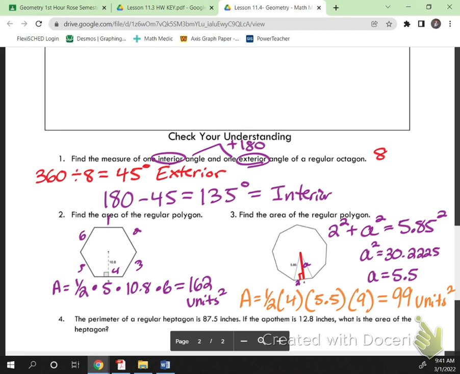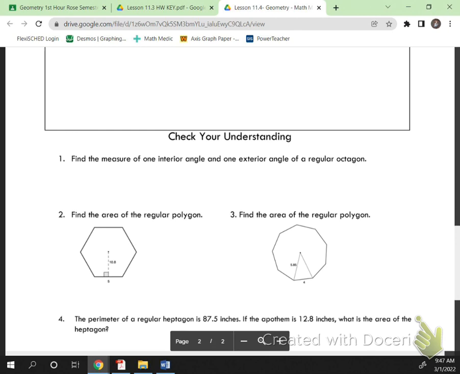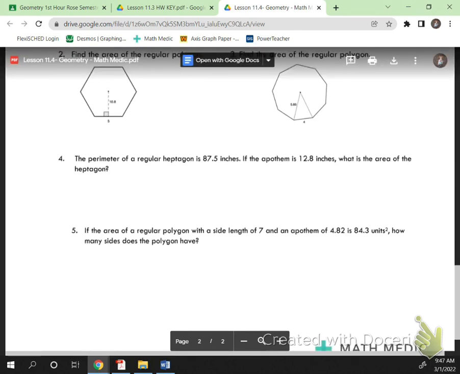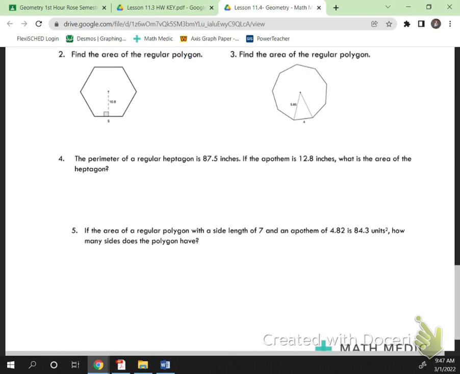Ready? Number 4. The perimeter of a regular heptagon, how many sides are in a heptagon? 7, is 87.5 inches. If the apothem is 12.8 inches, what is the area of the heptagon? I have the perimeter. How do I find one side? You do, because it's a regular heptagon. So they should all be equal. So we're going to divide that first to get one side. What do we get?